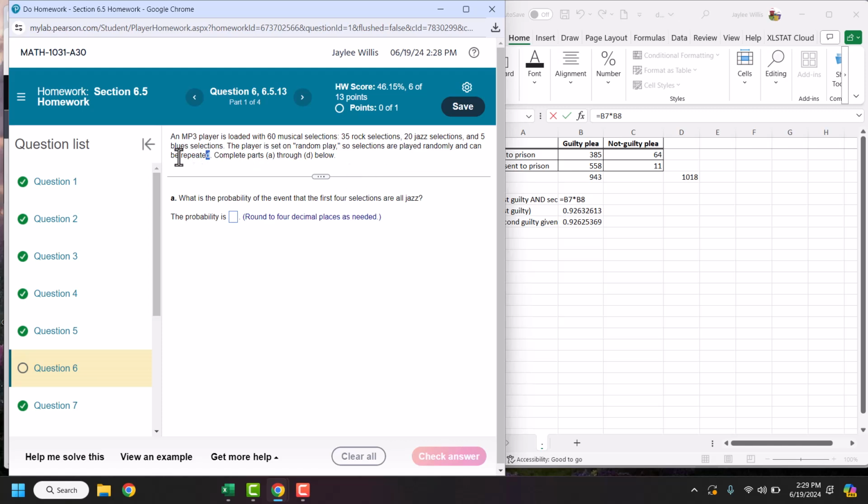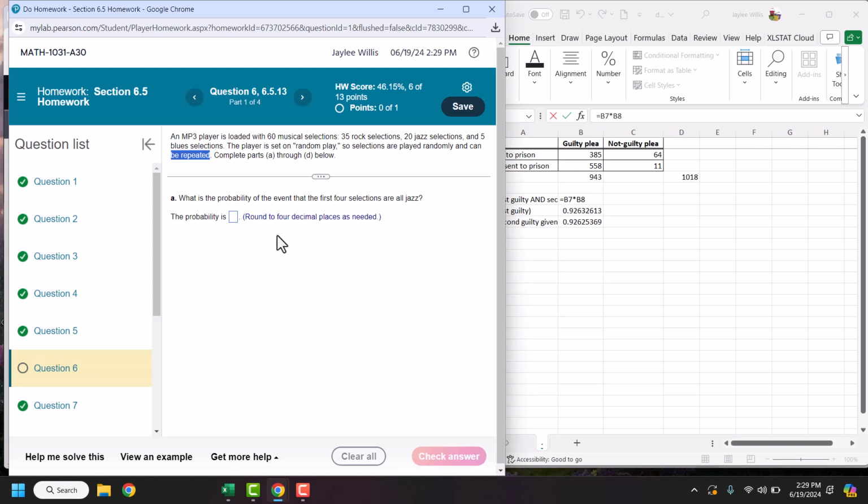If they said that they could not be repeated, then you would do 20 out of 60 for the first one, but then the second one would be 19 out of 59. And the third one would be 18 out of 58. Because if you can't repeat a jazz song, if the first one is jazz, there's fewer songs for the second one to be jazz, and so on.